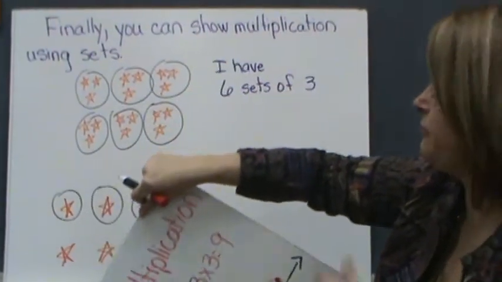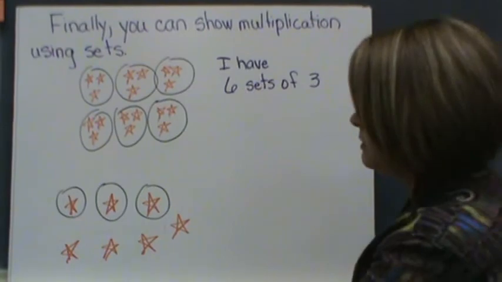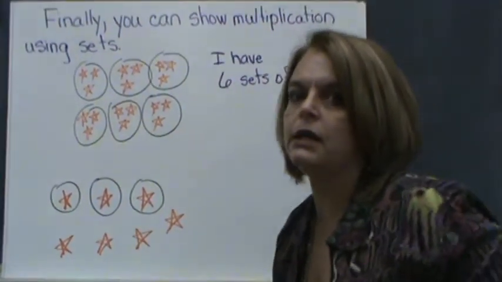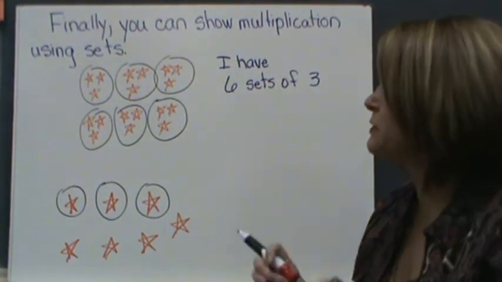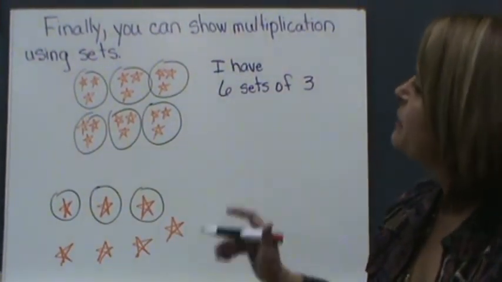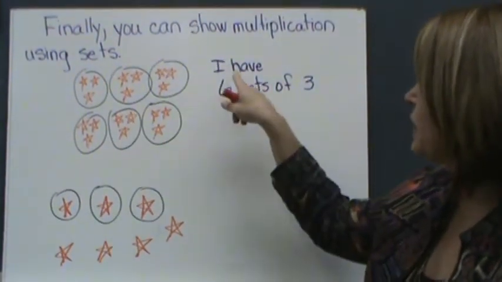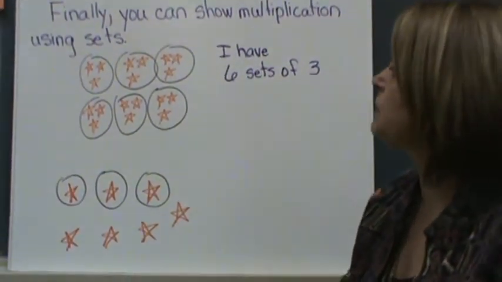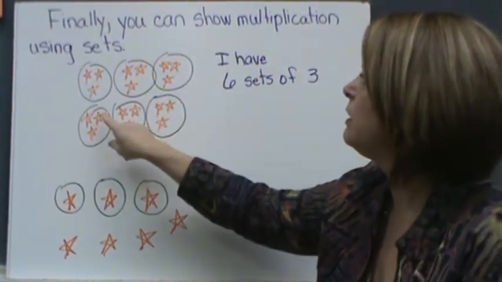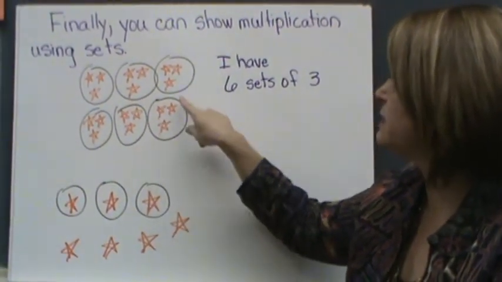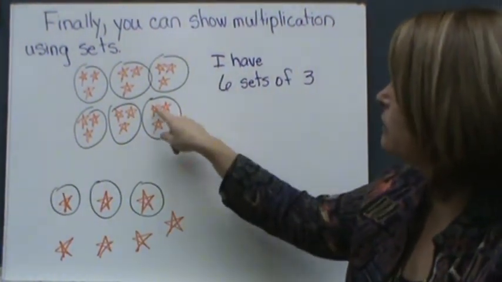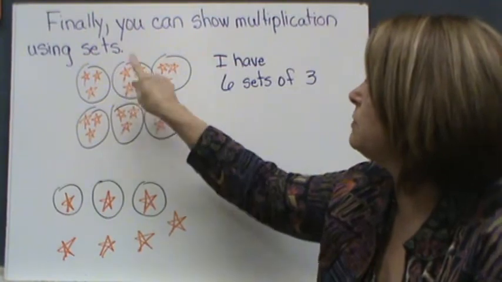All right. Finally, you can show multiplication using sets. Remember back in kindergarten you were asked to make sets of certain things. Well, that was building you up, getting you ready to do multiplication. So in this first picture, I have 6 sets of 3. So I have circled my sets. 1, 2, 3, 4, 5, 6 sets. And in each set I have 3.